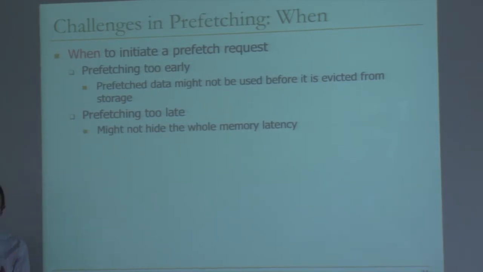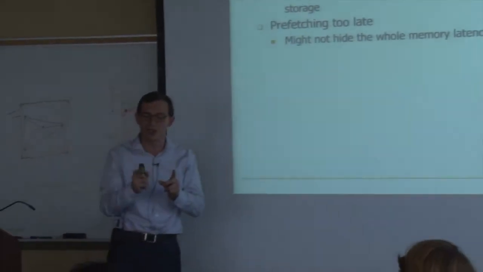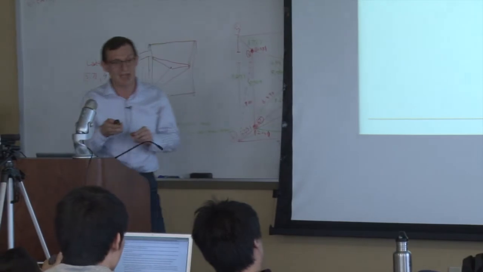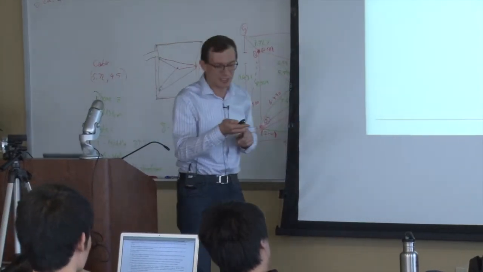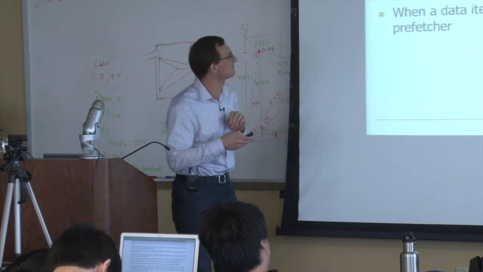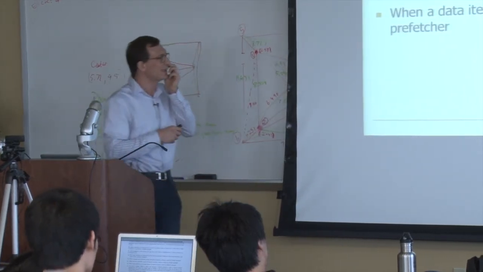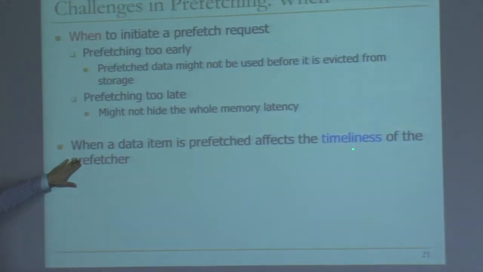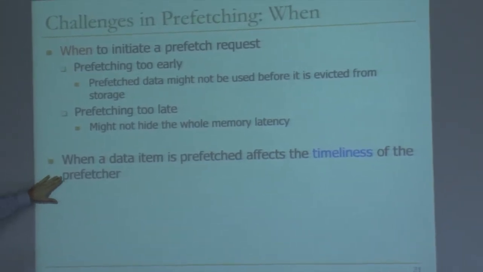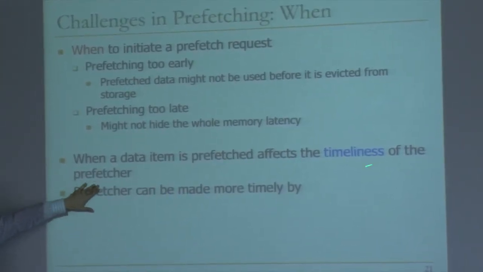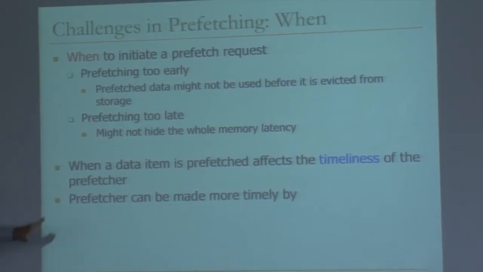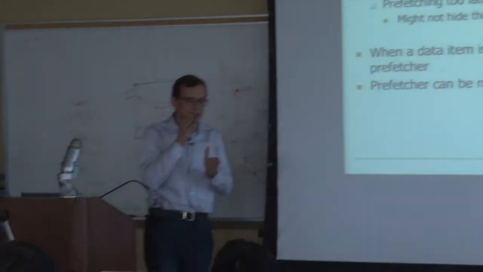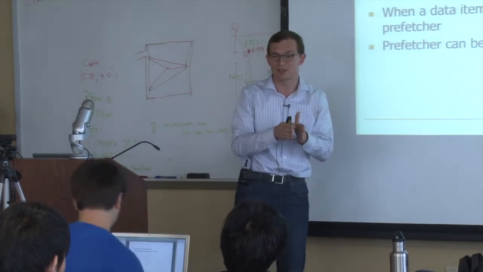Ideally, you would like the data for the prefetch to return immediately before the first demand access to that data occurs. And that's usually a tough thing to do. Not only in hardware, but definitely in software. We'll see why it's a tough thing to do in software. So when a data item is prefetched, the timeliness of the prefetcher is affected by when to initiate this prefetch request. We call a prefetcher timely if it generates requests such that the prefetched data arrives right before the demand accesses it. Timeliness is a little bit difficult to quantify.